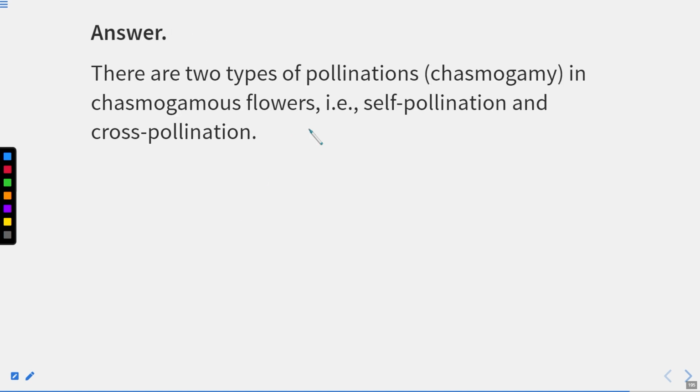Now, there are two types of pollinations that take place in chasmogamous flower. First is self-pollination, another one is cross-pollination. So in chasmogamous flower, both types of pollination can occur. Why can cross-pollination take place? Because these flowers are open. Both the anther and the stigma are exposed to the external environment. So this can lead to cross-pollination. And self-pollination can also take place, where the pollen from the anther of the same flower is transferred to the stigma of the same flower.